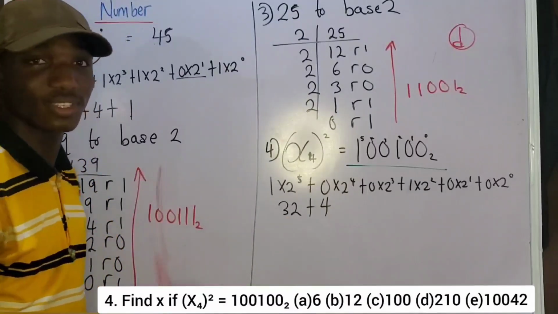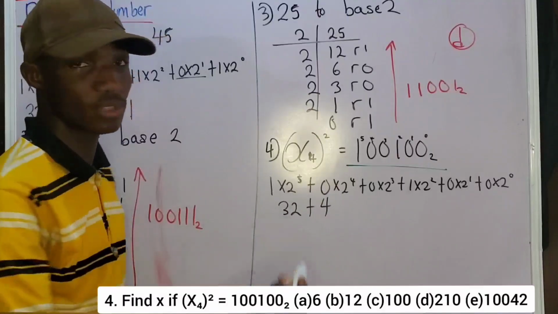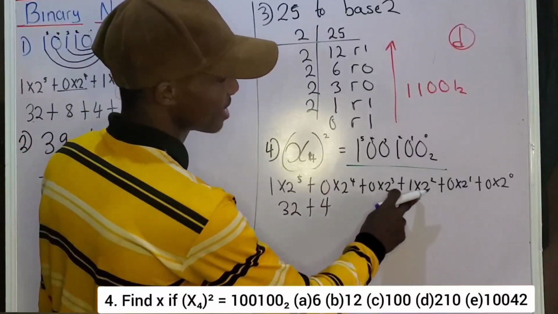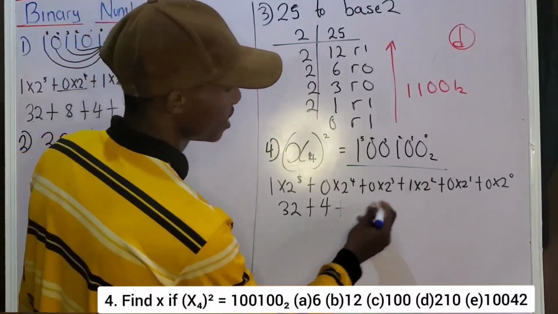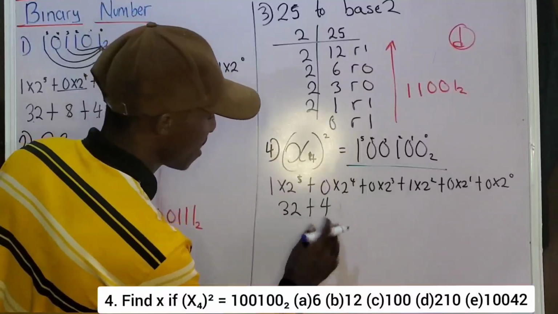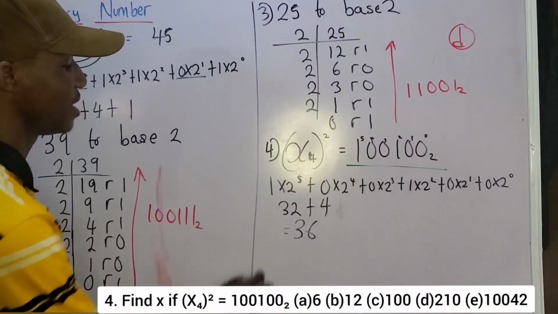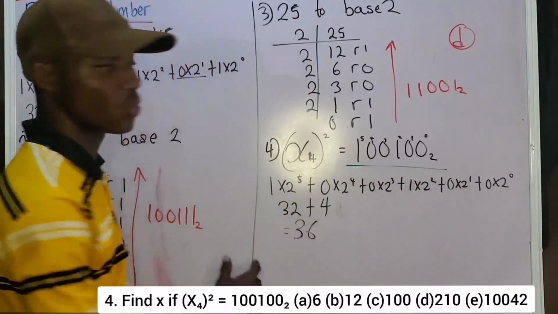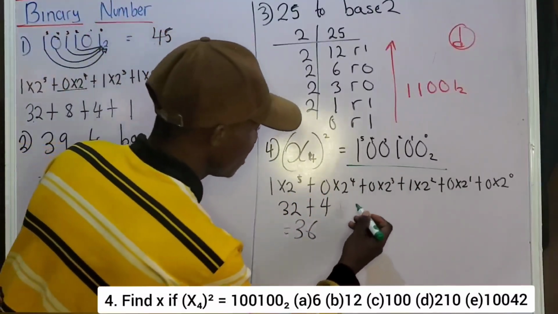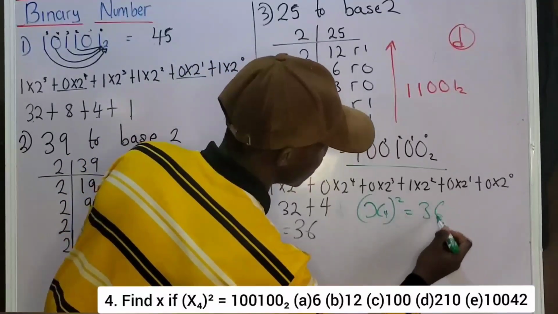Because this is a binary number, when you multiply 0 by this, you're going to have 0. So I don't take it into account. This times 0 will give us 0. 1 times 2 raised to the power of 2 will give me 4. This times 0 will give me 0. This will give me 0 as well. So here we have 36 base 10. Now, we've already converted this binary number to a denary number. Now, I can equate, please pay attention, (x base 4) squared is equal to 36.